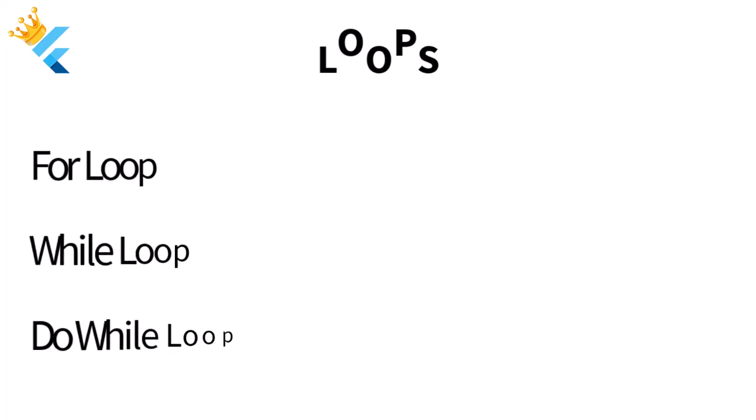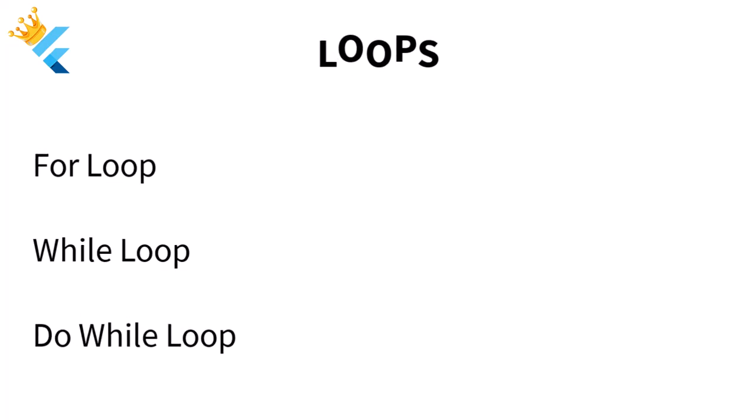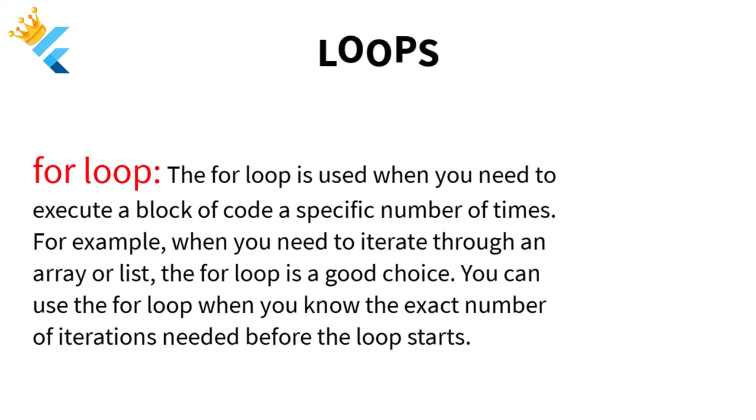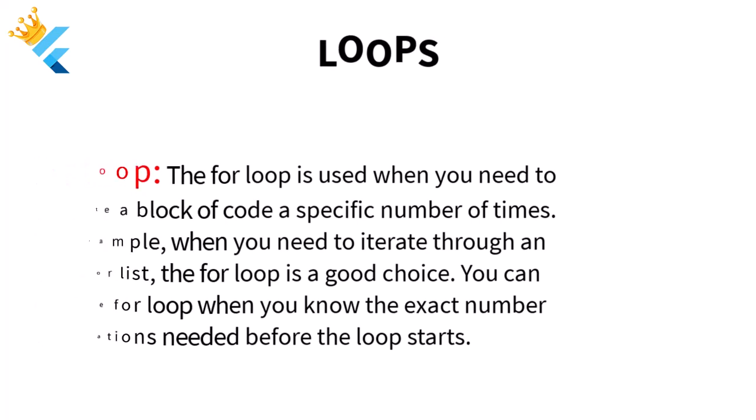We have covered 3 loops: for loop, while loop, and do-while loop. Now the question arises: when to use for, while, and do-while loop? The choice of using a for, while, or do-while loop depends on the requirements of the program. A for loop is used when you need to execute a block of code a specific number of times. For example, when iterating through an array or list, the for loop is a good choice. You can use a for loop when you know the exact number of iterations needed before the loop starts.